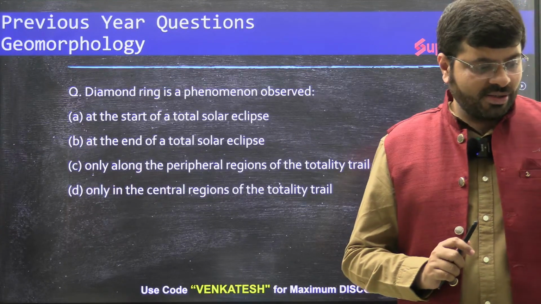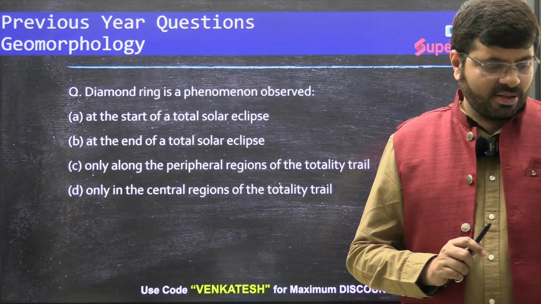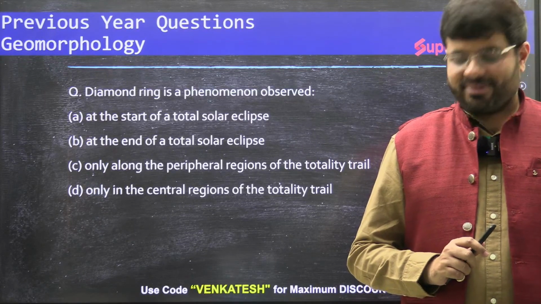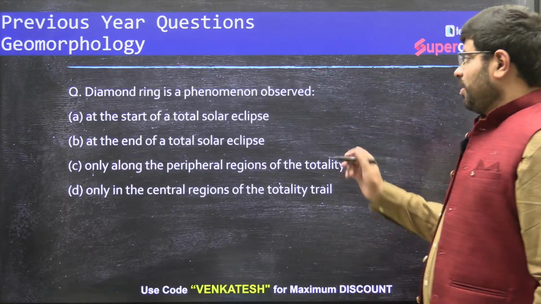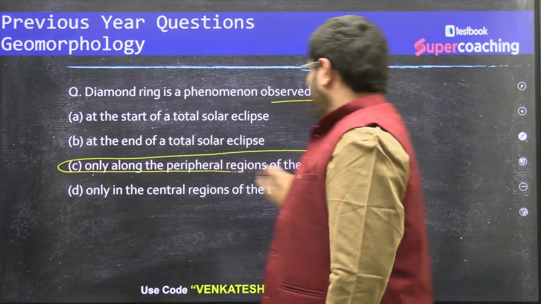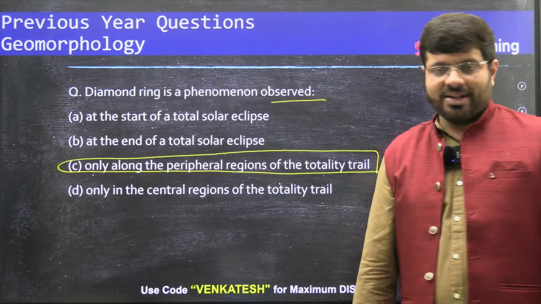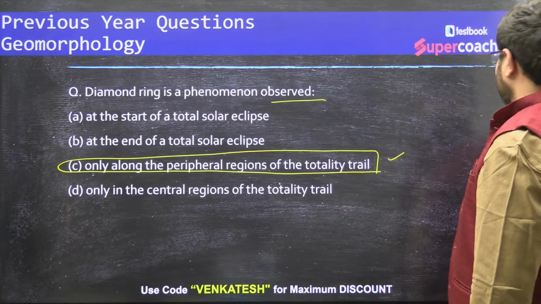Gayatri, Rahul, Janvi, Zanta, Chakma, Sen. Can you answer? If you see this, diamond ring is a phenomena observed only along the peripheral regions of a totality trail. That is C as the answer. C is the answer. Let me explain.